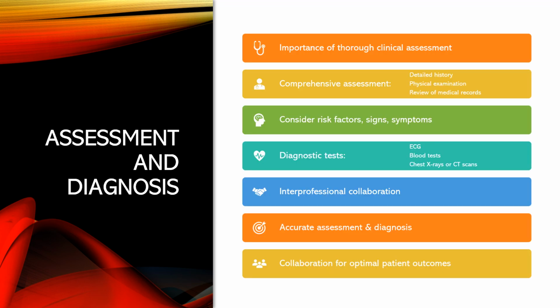So now that we've covered the 5 H's and the 5 T's, let's talk about the importance of thorough clinical assessment in identifying the underlying cause of PEA. As nurses, we play a vital role in recognizing and managing these conditions, and our assessment skills are key to guiding appropriate interventions. A comprehensive assessment includes a detailed history, physical examination, and review of the patient's medical records.